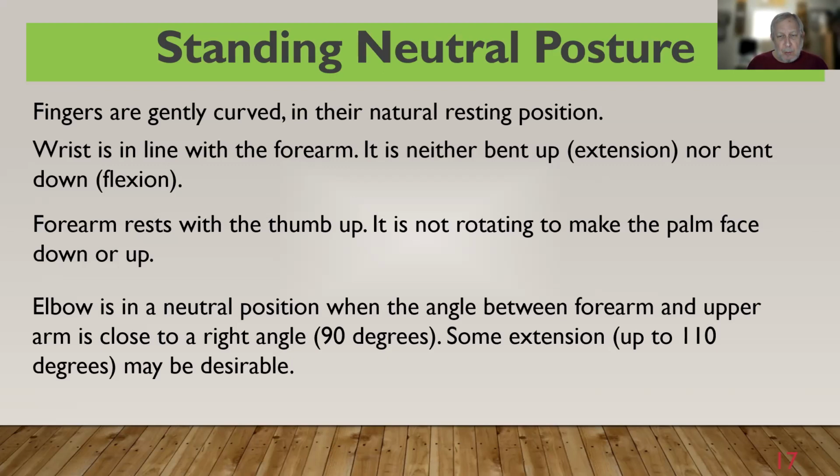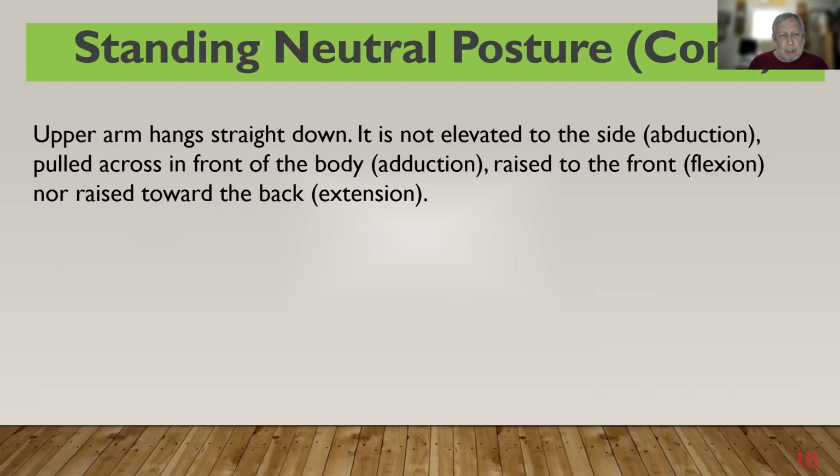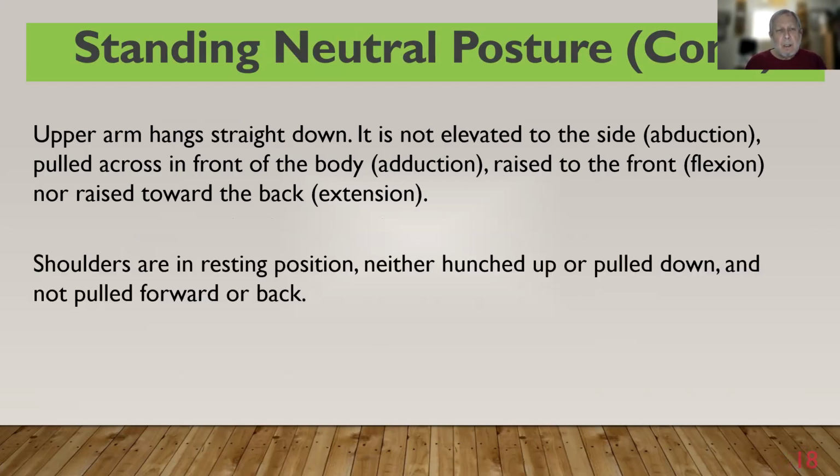The elbow is in neutral posture when the angle between the forearm and upper arm is close to a right angle, 90 degrees. Some extension up to 110 may be desirable, but it's around 90 degrees. The upper arm, from the shoulder to the elbow, hangs straight down. It doesn't stick out to the side, abduction, or get pulled across in front of the body, adduction, or raised to the front, flexion, or raised to the back, extension. Shoulders are in a resting position, neither hunched up nor pulled down, and not pulled forward or back.